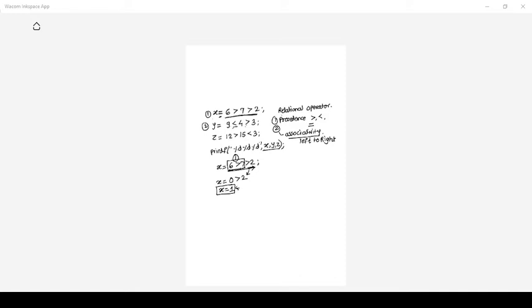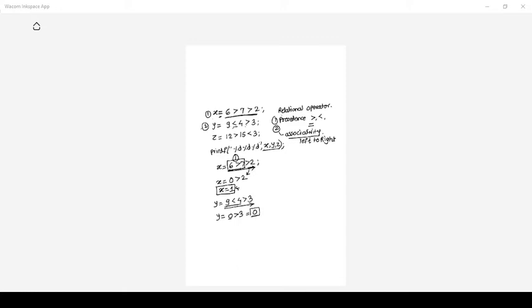Same way we solve the second expression, y is equal to 9 is less than 4 greater than 3. Again we solve from left to right. First we check 9 is less than 4; the condition is false, so it returns 0. Then 0 is greater than 3; again the condition is false, so it returns 0. So we get y is equal to 0 for our second expression.